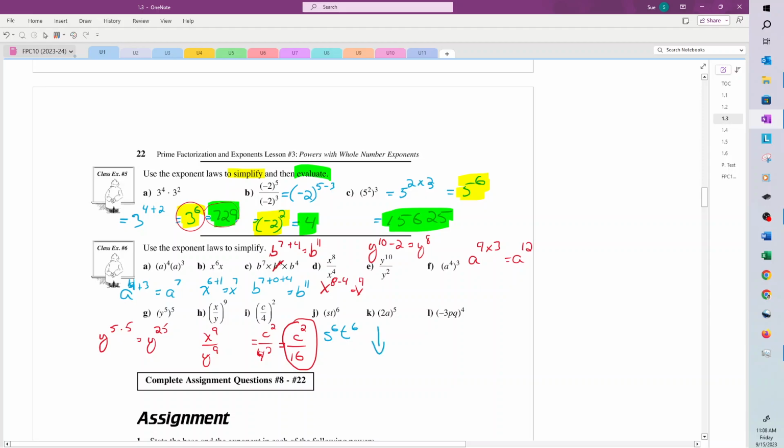This one, the best strategy is to just follow the same process you've been doing. This becomes 2 to the 5 times a to the 5, and then simplify this piece, which is going to be 32a to the 5. Often when students have this, they give me 2a to the 5, which is not correct because the 2 gets multiplied by itself 5 times as well because it's in the brackets. Same thing for this one. I would do this as negative 3 to the power of 4 times p to the 4 q to the 4, and then simplify or evaluate this part, which is 81 p to the 4 q to the 4.